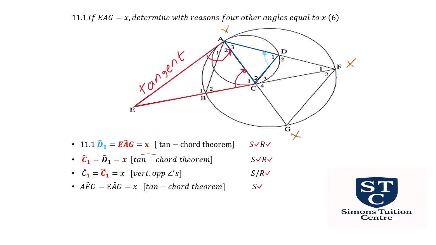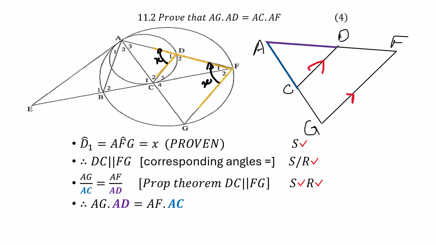Right, now let's look at the second problem. Somehow I have this irritation in my throat, but yeah, won't let it deter me. 11.2, they say prove that AG times AD equals AC times AF. So AG times AD must equal AC times AF.